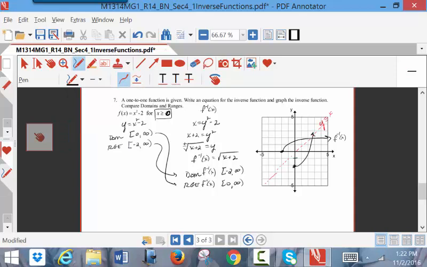If I was looking at x greater than or equal to -2 or 0, I would change that one. Remember, for the inverse function, the domain of the original will be the range of the inverse, and the range of the original will be the domain of the inverse. They switch. Okay. They switch. And it confirms with the graph.